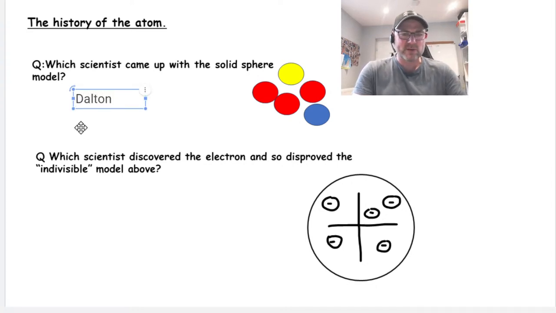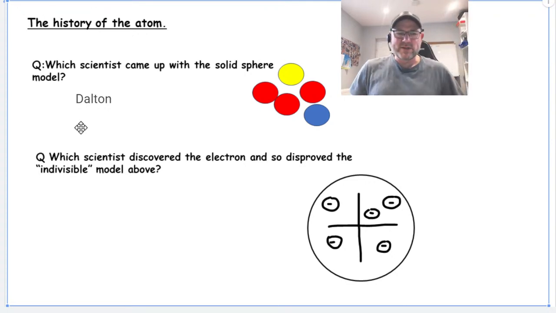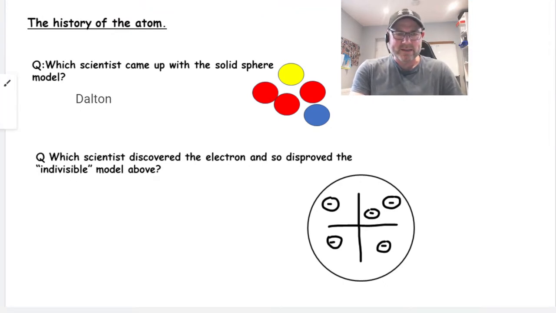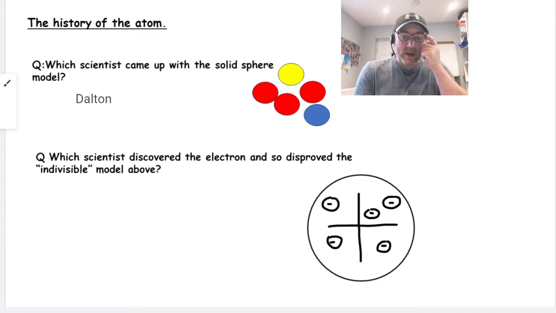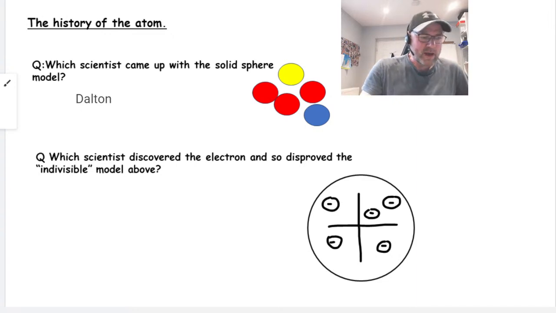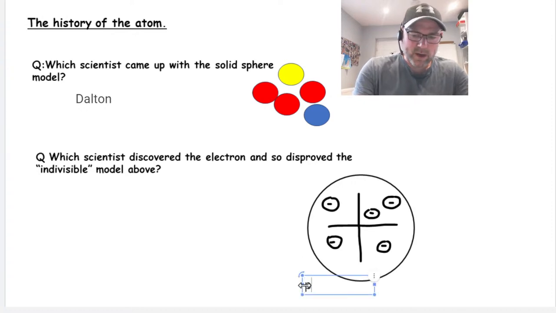I think it was James Dalton in 1894, 1893, I don't know. Anyway, it was a long time ago, the end of the 19th century. Which scientist discovered the electron just a few years later and so disproved the indivisible model above? This was the plum pudding person. So well done.